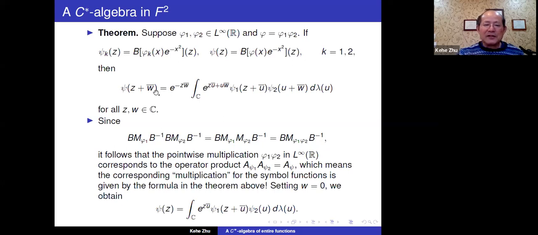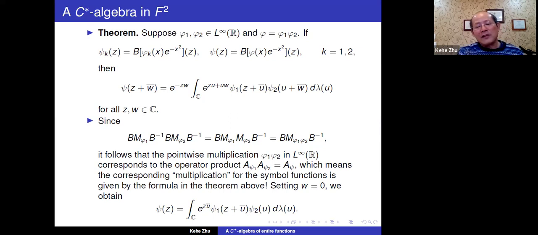And again, if you set w equal to 0 in the computation over here, then one way to compute the new psi from psi1, psi2 is using this integral formula. Again, you don't have to use Fock space. This is just a very elementary integral formula. Obviously, if psi1, psi2 are in the Fock space, you get an entire function, and you can check this entire function is still in the Fock space.